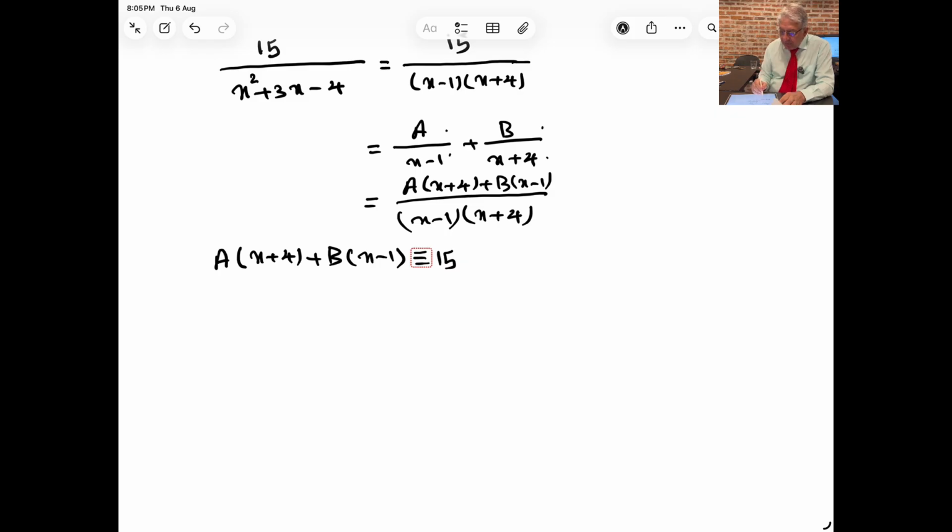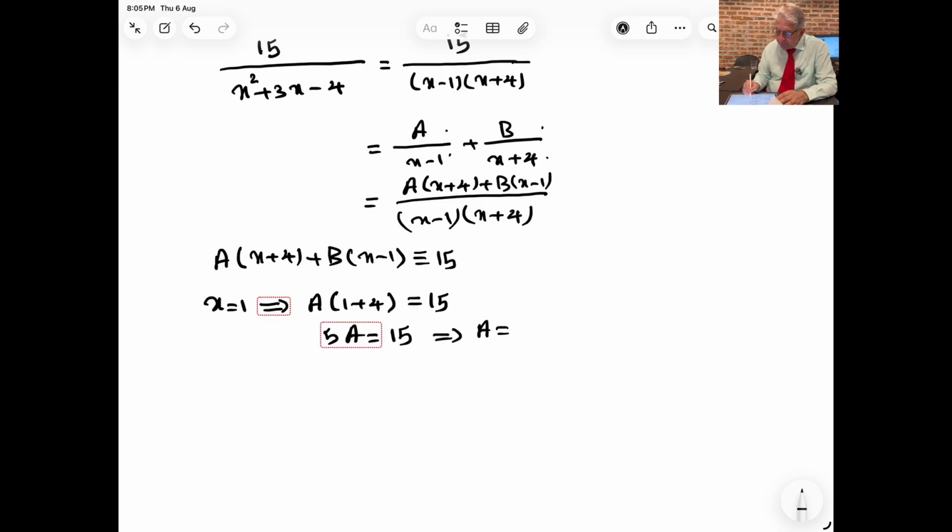You see that if I choose x equal to 1, this part will be 0. So b will vanish, and I'm immediately going to get the value of a. So I will try that. Let's see. I choose x equal to 1, then I will get a times 1 plus 4 is equal to 15. Therefore 5a is equal to 15, so I can say a is equal to 3. You see, so fast I got the value of a. Therefore a is equal to 3.